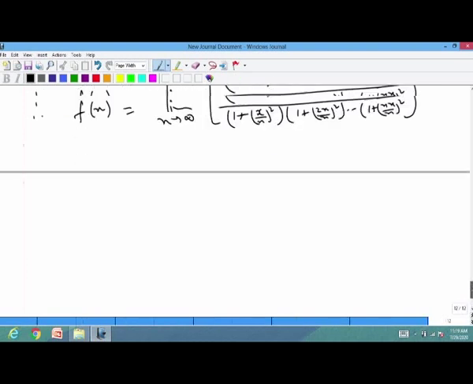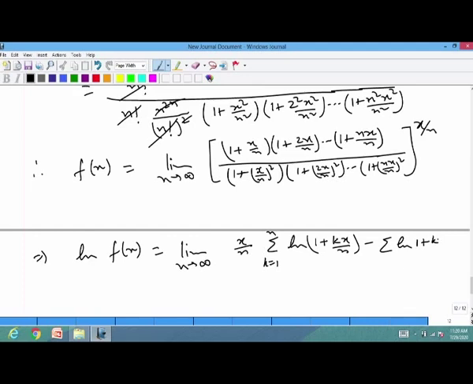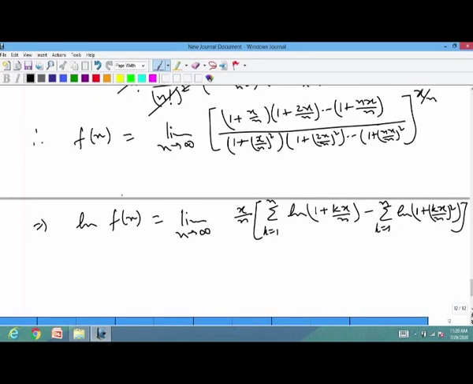So now, just like the previous problem, we can take natural log. This implies log of f x is equal to limit n tends to infinity x by n times log of this. So that will be equal to summation log 1 plus k x by n, k equal to 1 to n, minus summation log 1 plus k x by n square. This is because log is a continuous function. So log of this limit I can write as limit of the log, and we get this.